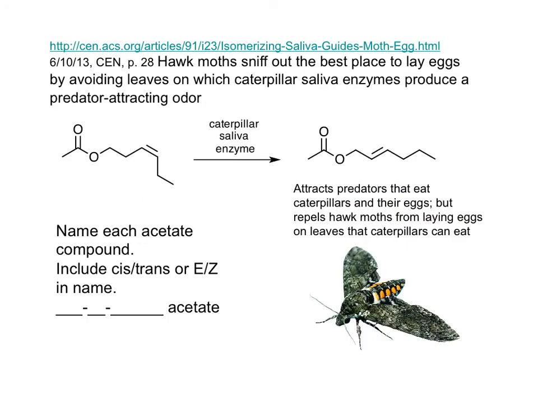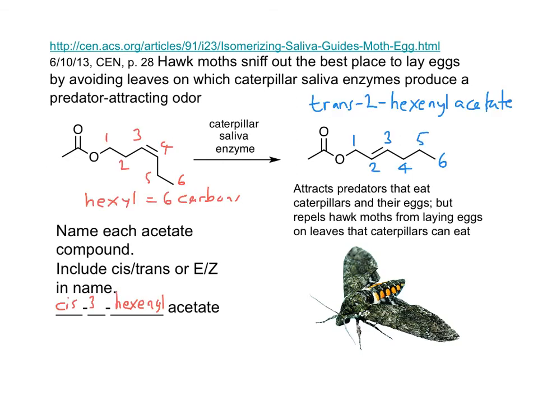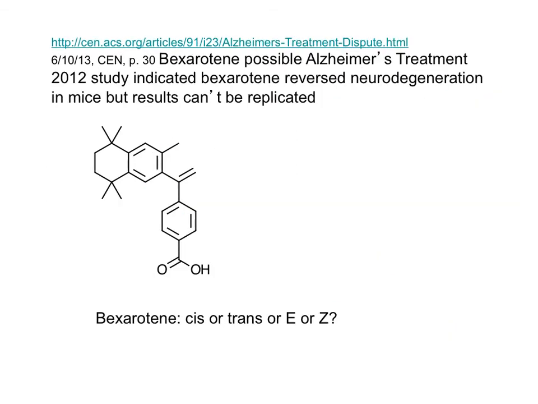Bugs and insects use organic compounds to either attract or repel predators. So stop the video and name each compound. So here are the answers. This compound was investigated as a possible Alzheimer's disease treatment. Take a look at this carbon-carbon double bond. Would it be cis or trans or E or Z? The answer is neither.